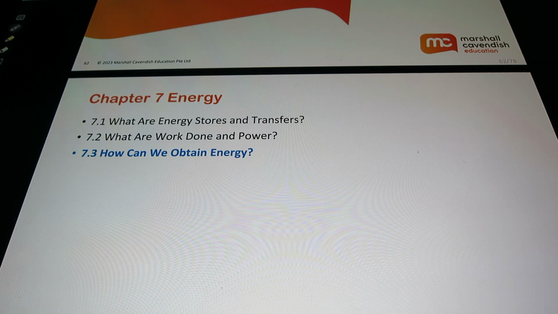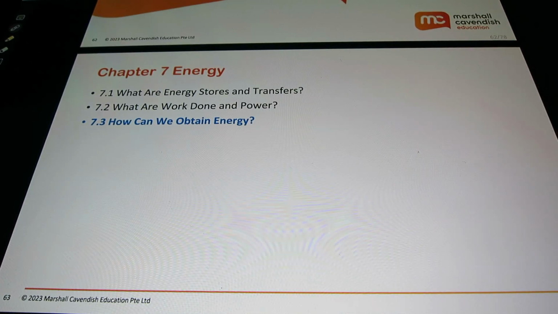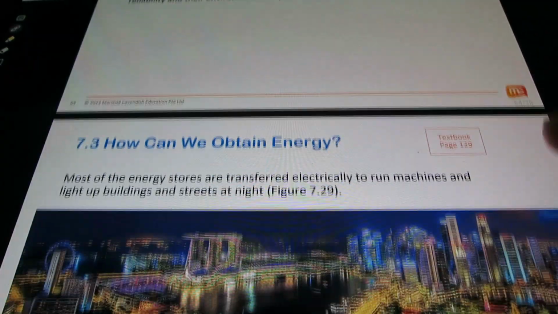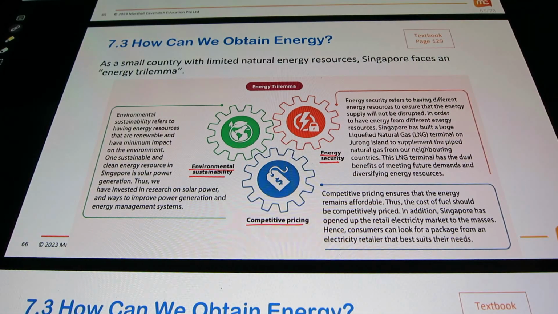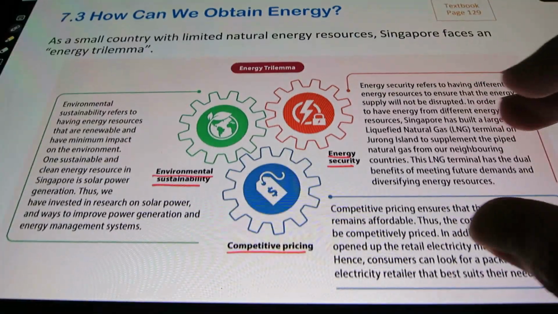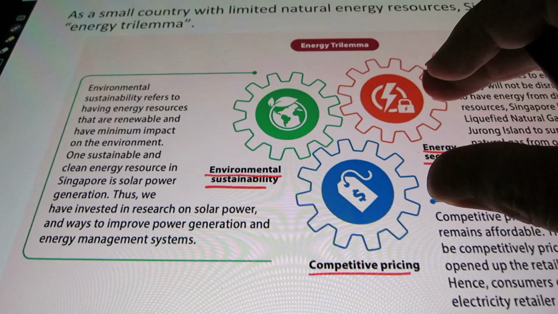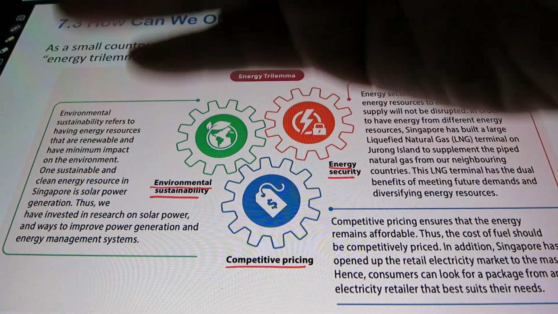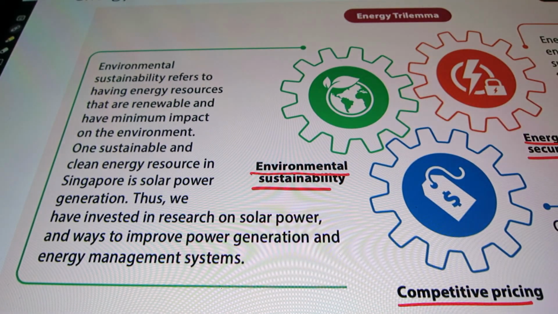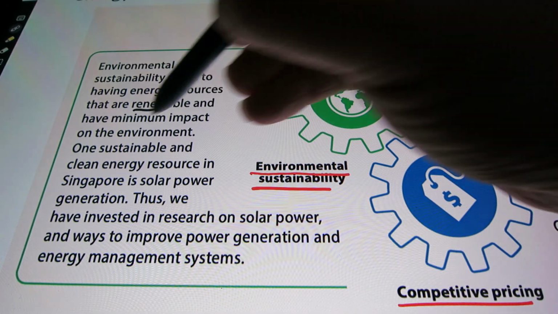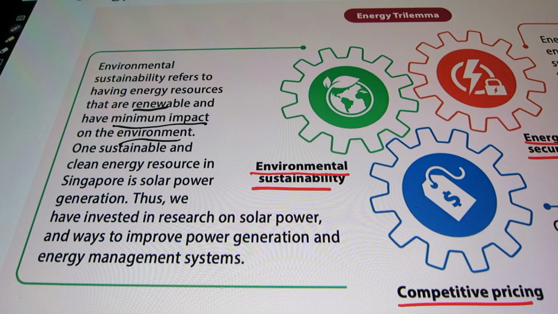Alright, so the last one is just the different avenues of energy sources that we have. So let me run through it very quickly. Alright, so in Singapore, we need to think about this thing called an energy trilemma. So let me run through what is an energy trilemma. A trilemma is basically like a dilemma, but there are 3 factors to factor in. So when we talk about energy in Singapore, one of the things that we are considering is sustainability. So we want the energy resources to be renewable, and we want it to have as little impact on the environment as possible.